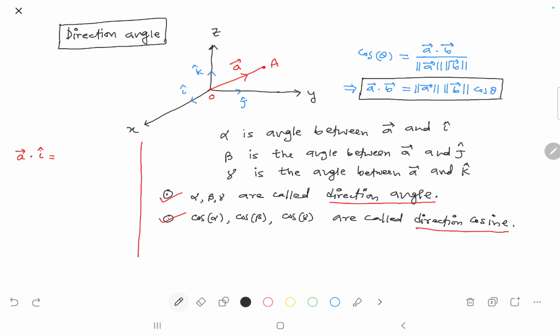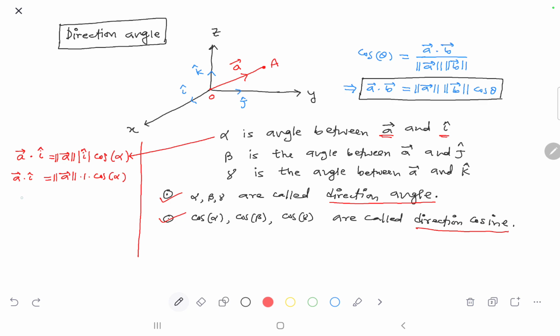Okay, so now we use this. A dot B, how can you write it? The magnitude of A, magnitude of B, and cosine of theta, where theta is the angle between those two. So A dot i cap is defined by the magnitude of vector A, the magnitude of i cap, and the cosine of the angle between them, which we consider alpha. So we get vector A dot i cap is the magnitude of A, and we know the magnitude of i cap is 1, so times 1 times cos alpha.